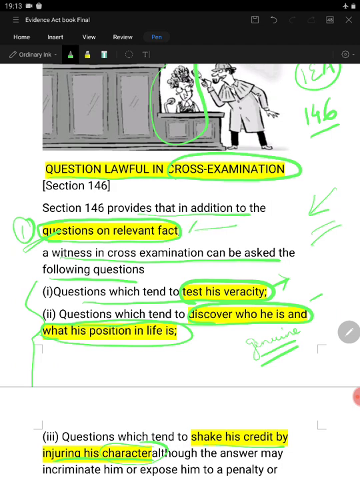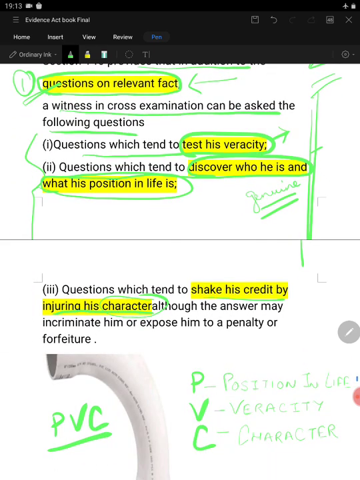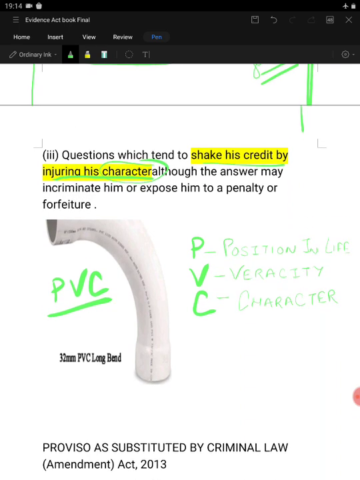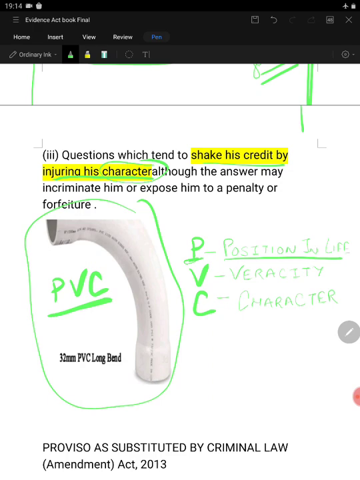Besides questions on relevant fact, these are those questions which test the genuineness of the witness. To remember it, I have made one acronym, PVC, as you can see, PVC pipe. P is position in life, the question which determines what is his position in life. V stands for veracity, whether he is creditworthy or not, and C determines his character.